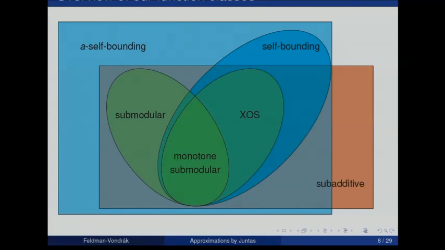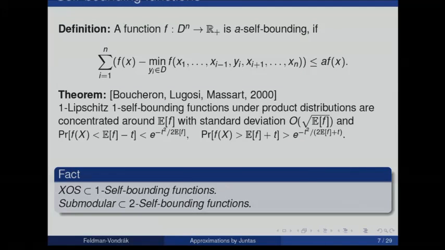Any questions before I move on? The self-bounding definition, why is there no absolute value? Well, so you always try to decrease. Actually, I should say one more thing about this. I don't have to make it absolute value because I always try to decrease, so it's non-negative.